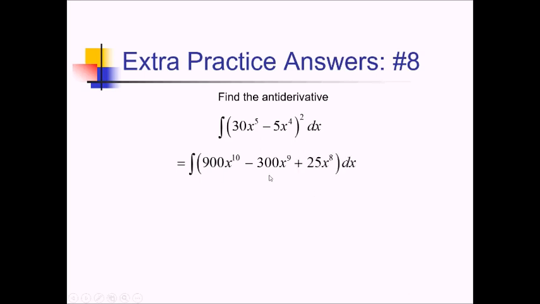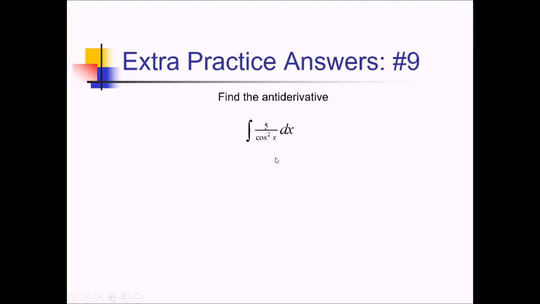Okay, let me just use reverse power rule from left to right now. This first exponent bumps up to 11, so we have 900 over 11, x to the 11th. Next, we have an exponent of 10, giving us, let's see, 300 over 10 is 30, so minus 30 x to the 10th. And then here, this is going to become exponent of 9. So this is plus 25 ninths, x to the 9th. And then we have a plus c.